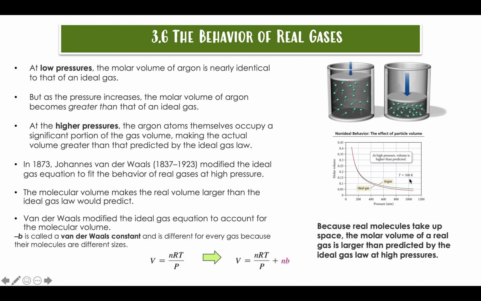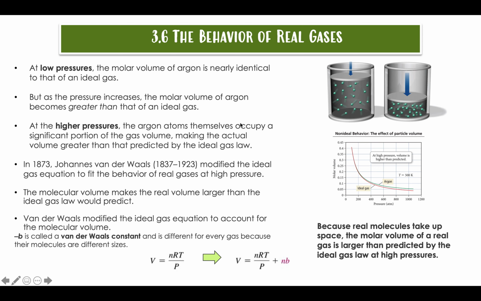At higher pressures, what's happening is that the pressure is getting higher and these actual argon atoms are taking up space. So the volume of the argon atoms is actually coming into play here. And so the volume is going to be greater for argon than an ideal gas at higher pressures because those argon atoms are actually starting to take up space.